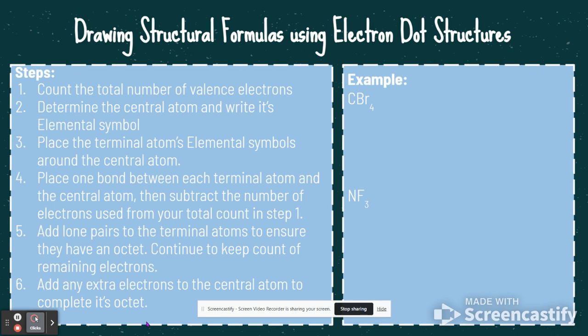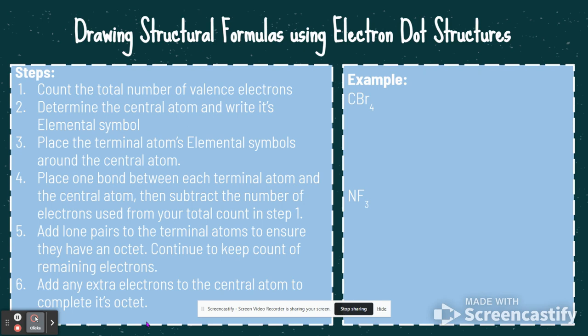So our goal is to keep a count of our valence electrons to make sure that we keep up with all of them and we utilize all of them. If I don't use them all, then one atom somewhere is more than likely not going to get its octet. Because remember, that's our overall goal, for all of these atoms to end up with an octet via sharing, okay? And then number 5, add lone pairs to the terminal atoms to ensure they get their octet.